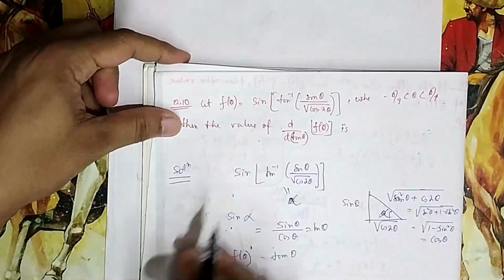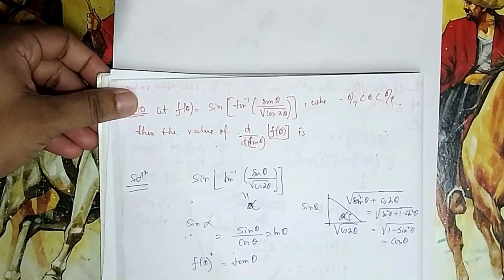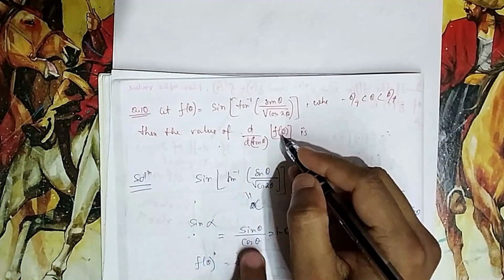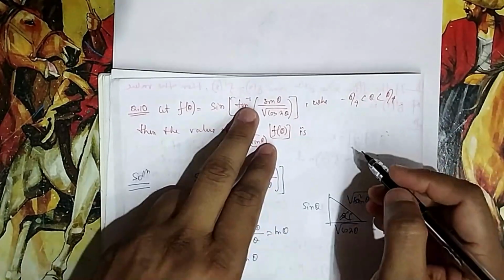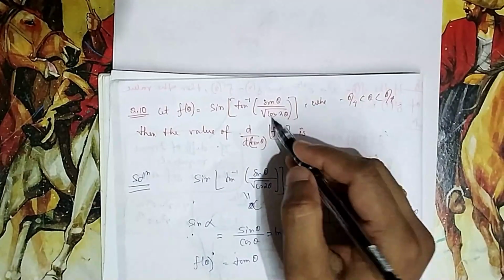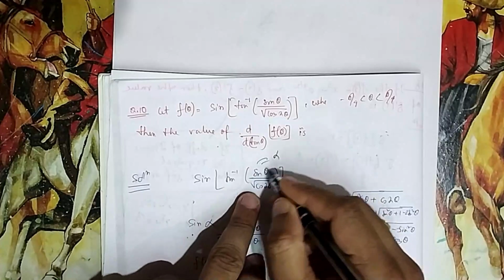Next, if you come to this one, f theta equals sine of tan inverse of this, where theta is between minus pi by 2 and pi by 4, then find the differentiation of f theta with respect to tan theta. You have to differentiate f with respect to tan theta. Now if you see this one, this is tan inverse. Suppose I consider this entire thing as alpha, so tan alpha will be equal to this one.